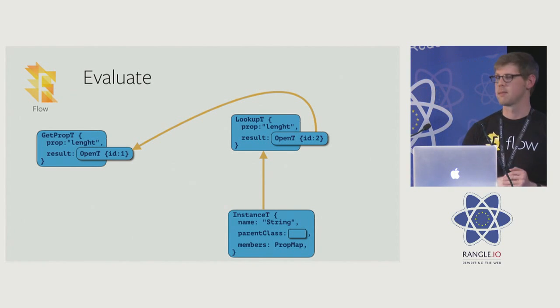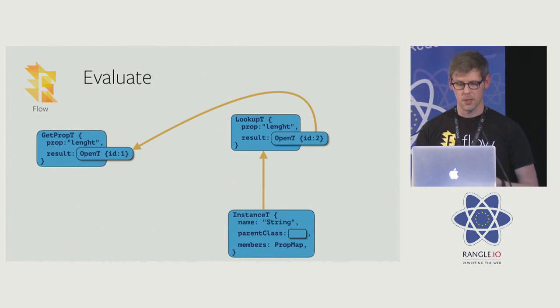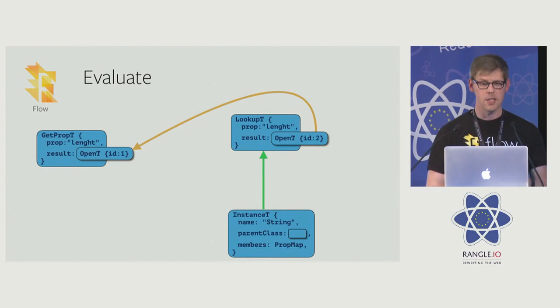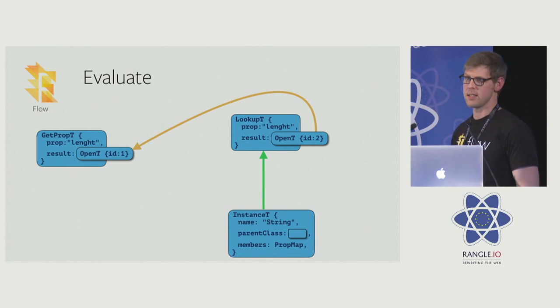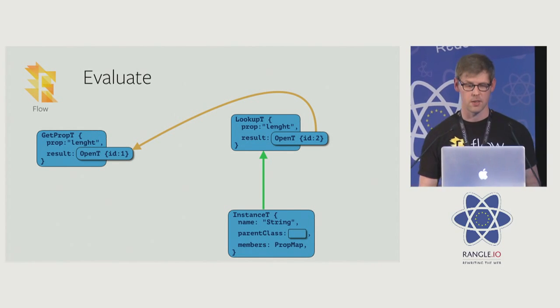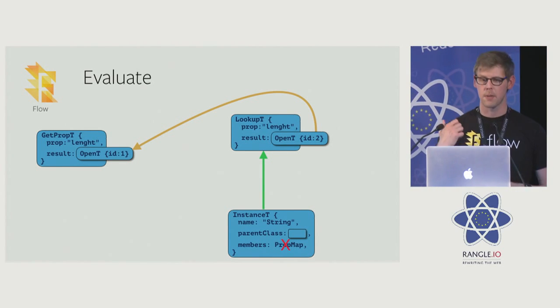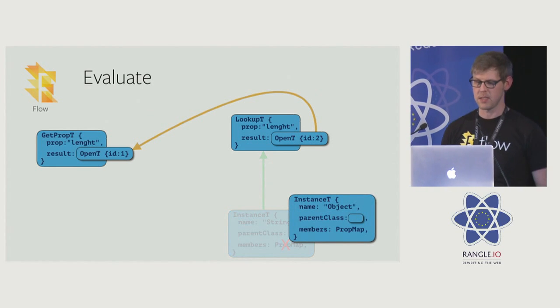Okay, almost done. At this point, we start at the bottom. Instance t flows to lookup t, the rule for that. Step 1, look in the members map. Is the property that we're looking up in the members map? Well, in this case, no, because length2 is not anywhere, right? It's a typo. So we don't find it in the members map. The rule says if you don't find it in the members map, find the parent class and flow the parent class into the lookup t.